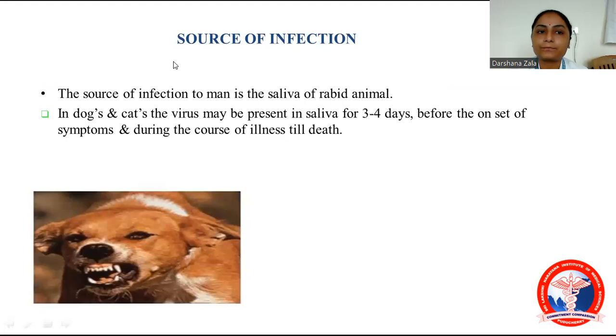Source of infection. Here the source of infection is the saliva of a rabid animal. If a dog bites through intact skin, but transmits infected saliva, it can be the source of infection. In a dog and cat, the virus may be present in the saliva for up to 3 to 4 days before the onset of symptoms and during the course of illness till death.